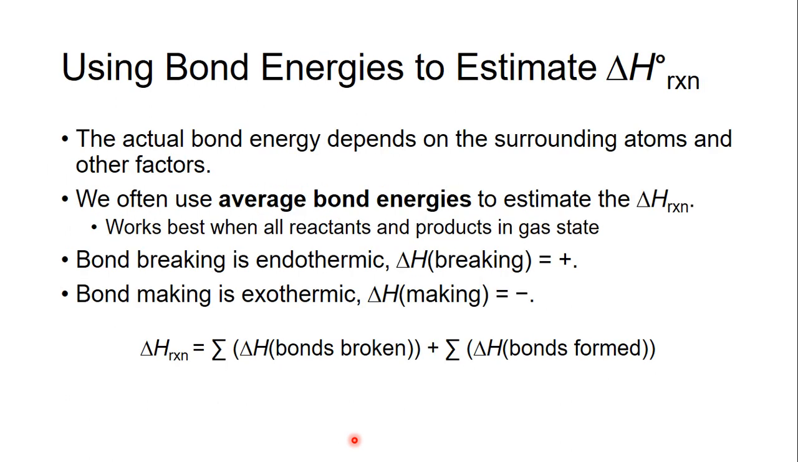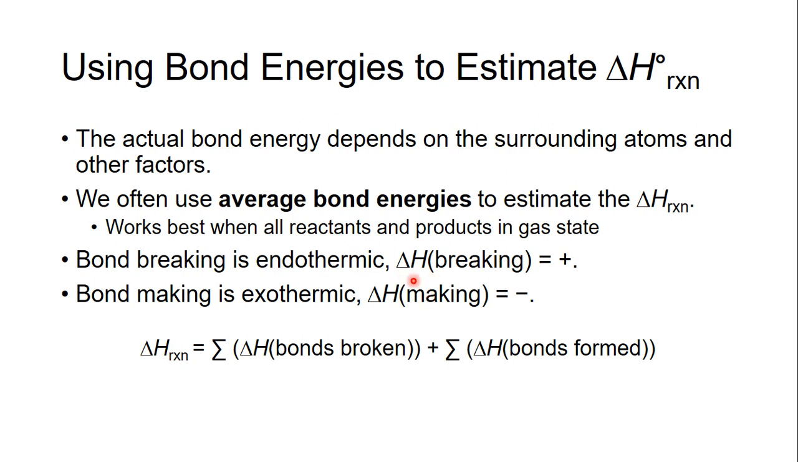Now, like I said, we can use bond energies to calculate delta H of a reaction, the change in enthalpy of a reaction. And all we need for that are average bond energies, which we will look up in a table. You won't have to calculate those, but you need to know how to use them. And the equation to calculate delta H reaction is the sum of delta H of all your broken bonds plus the sum of the delta H of all your bonds formed. So broken plus formed, right?